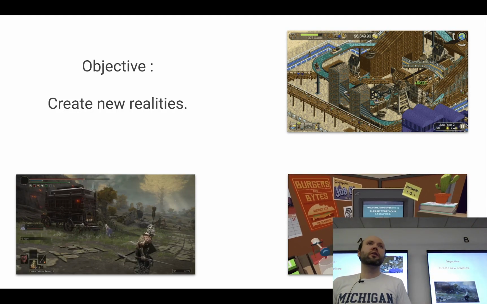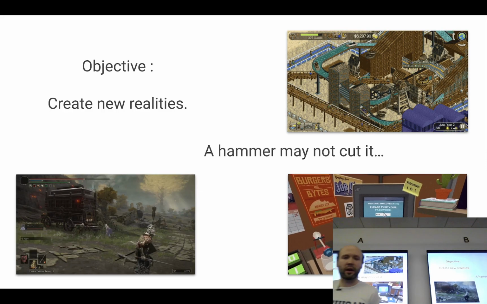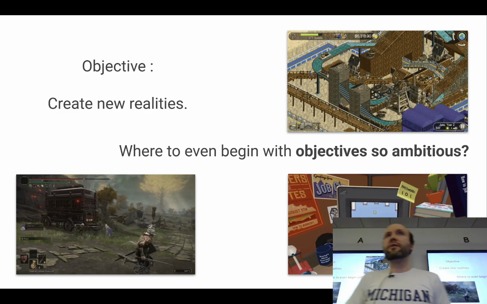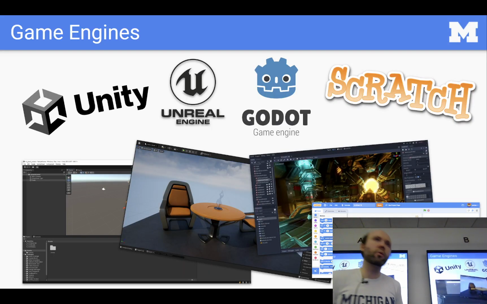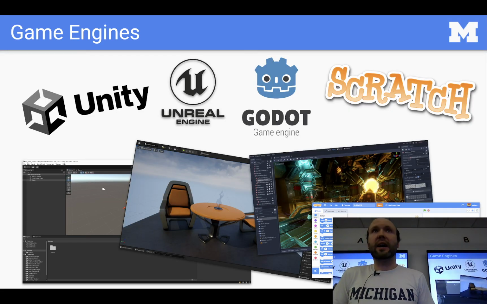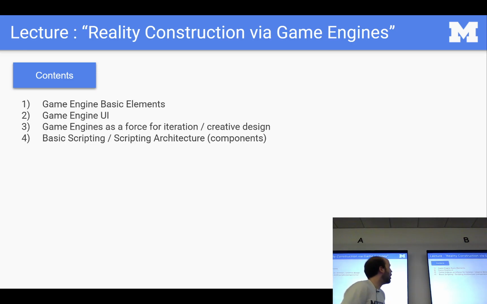How on earth do we start building a tool that can help us do this? Okay? A hammer is not going to cut it. Where do we begin with objectives so ambitious? And that's what we're going to figure out today. Game engines are the result of humans wanting to play God, okay? And wanting to do this for a very long time. And so, in this lecture, we're going to talk about the basic elements that all game engines have.